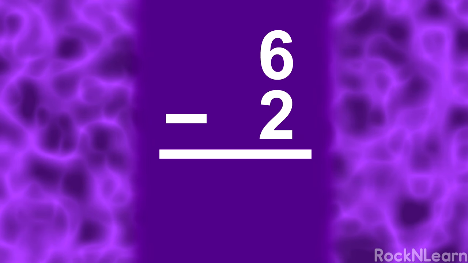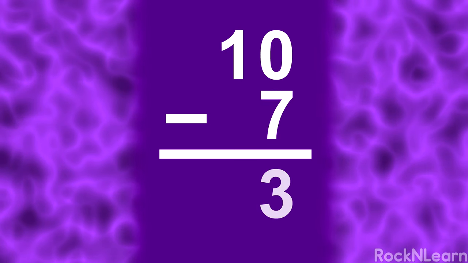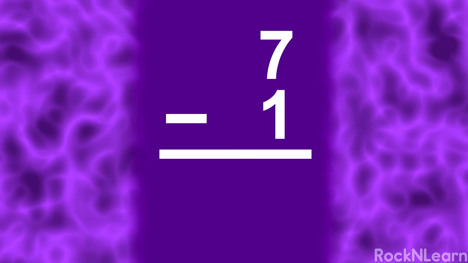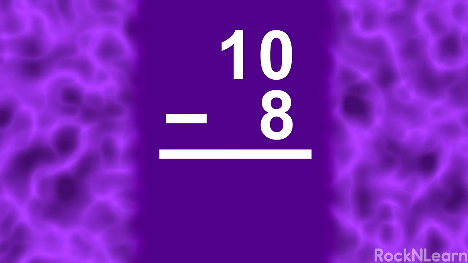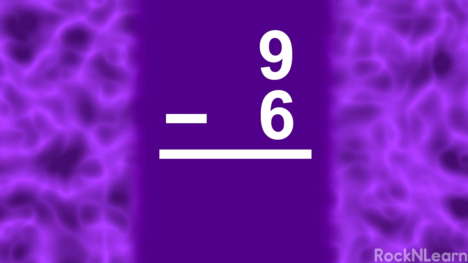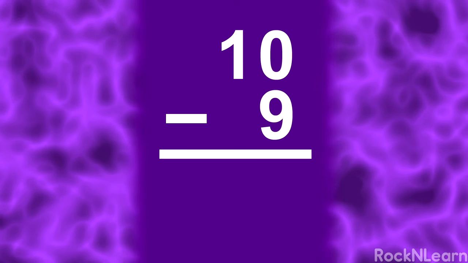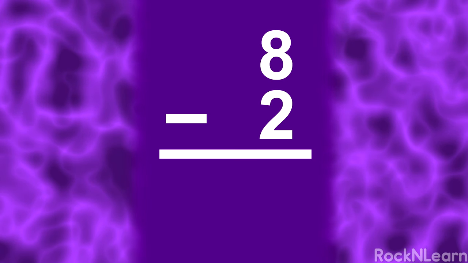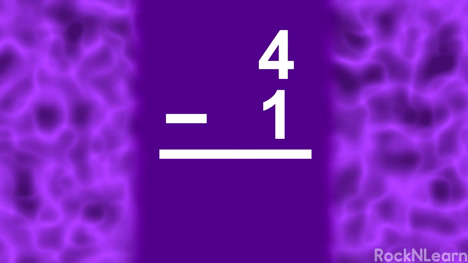4 minus 3 is 1. 6 minus 2 is 4. 10 minus 7 is 3. 8 minus 4 is 4. 7 minus 1 is 6. 10 minus 8 is 2. 5 minus 4 is 1. 9 minus 6 is 3. 10 minus 9 is 1. 6 minus 4 is 2. 8 minus 2 is 6. 4 minus 1 is 3.